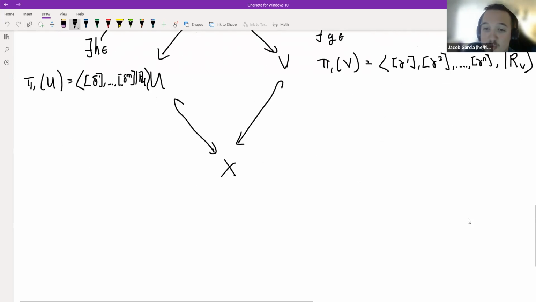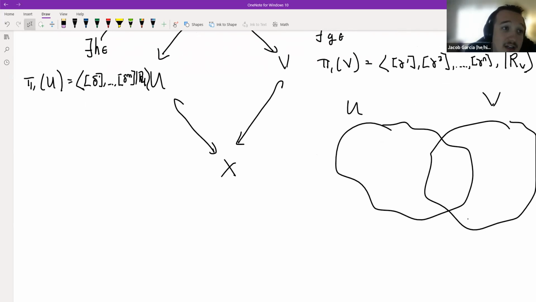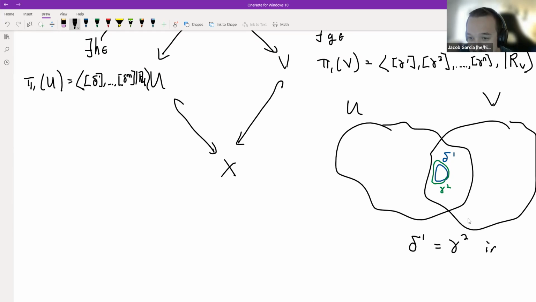So from a pictorial point of view, here's your U and here's your V. It could be that one of my generators for U, where this is my base point, is delta 1. And here I have gamma 2. But the way that I drew this in the picture is supposed to be indicative of the fact that delta 1 is supposed to be equal to gamma 2 in the big space X.